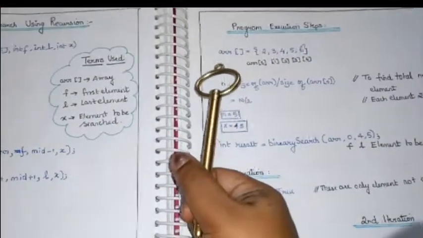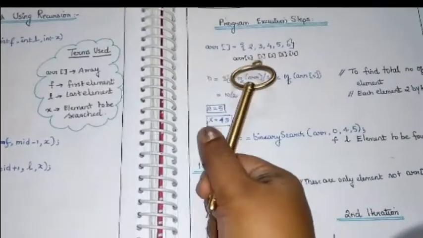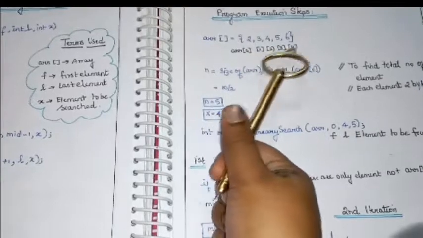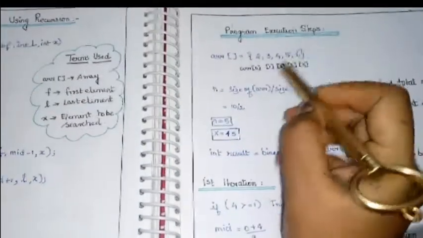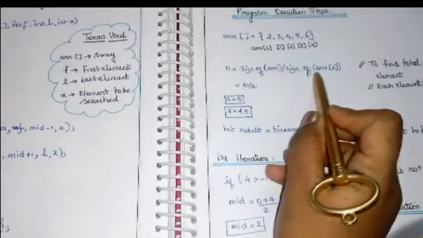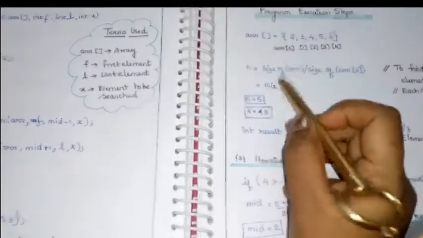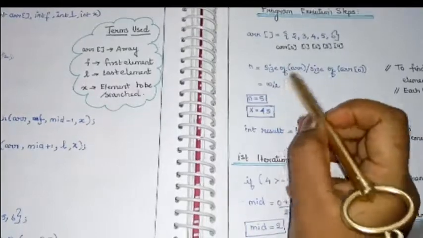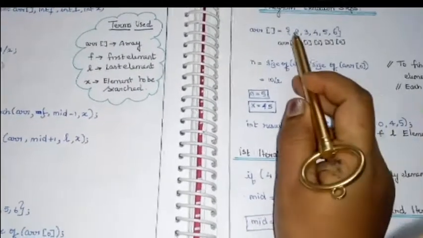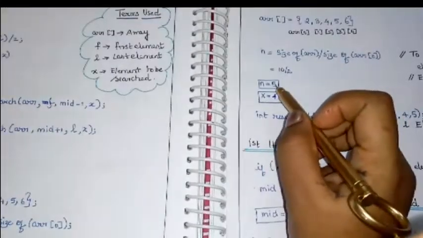Okay, we'll go to the working part. So here we have come here. This is my array, and the index of 2 is 0 1 2 3 4. The index of 6 is 4. And the second step, n is equal to size of array divided by size of array of 0, which is nothing but 10. 5 elements into 2 because of int data type will give me 10, divided by array of 0, which is 2. Size of 2 is again 2. So 5 divided by 2 will give me 5.